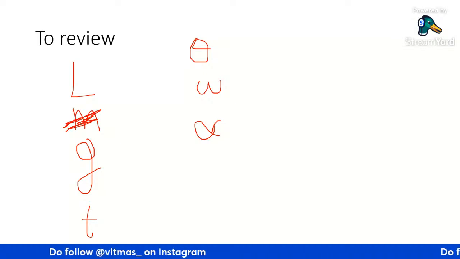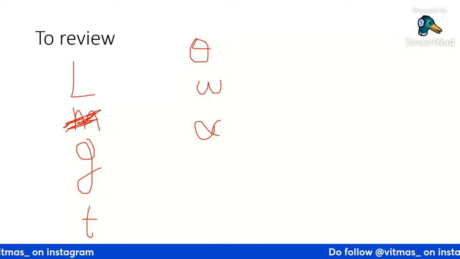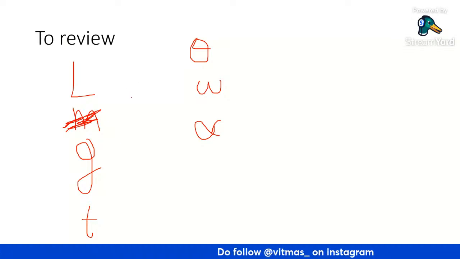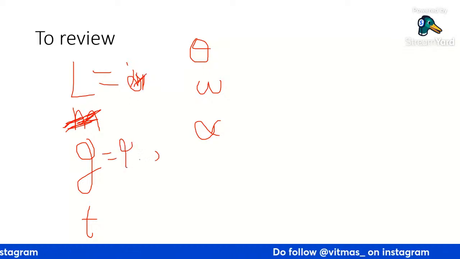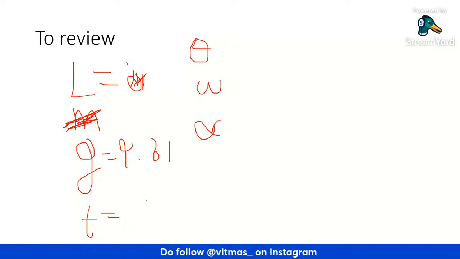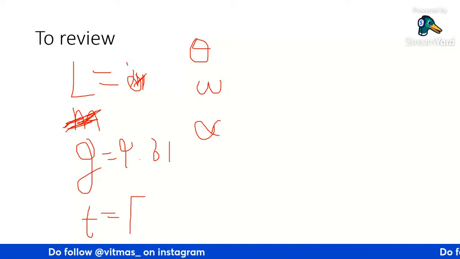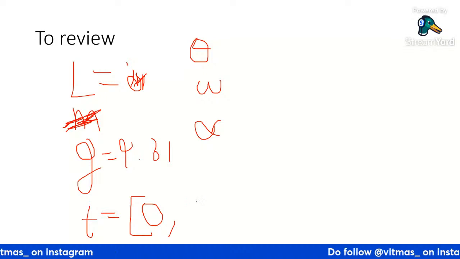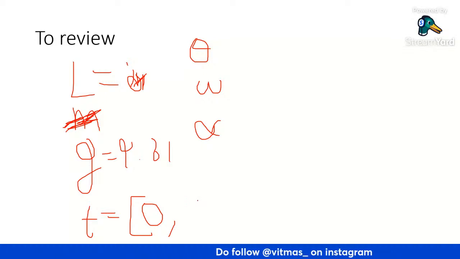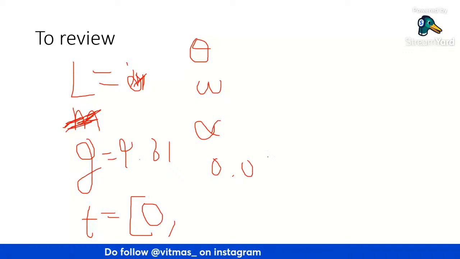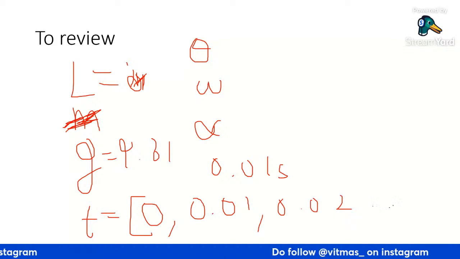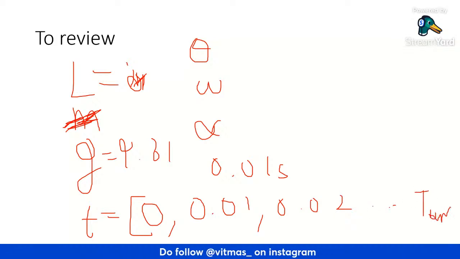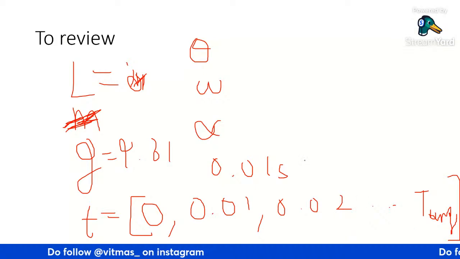Now we need to understand what the data types of each of our variables are. Length is a single primitive data type, so double or integer, whatever it can be. G is 9.81, and time is a matrix. So we will start from time t equal to 0, and we will take small increments, a small step at a time. That small step we can define as 0.01 seconds. So it will be 0.01, 0.02, and so on till the final time up to which we want our simulation to run.